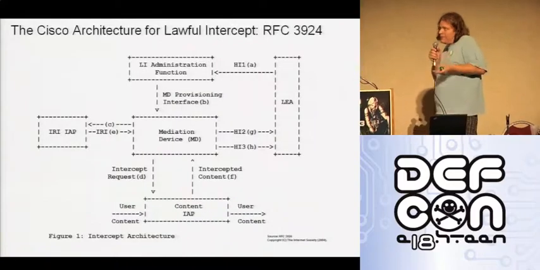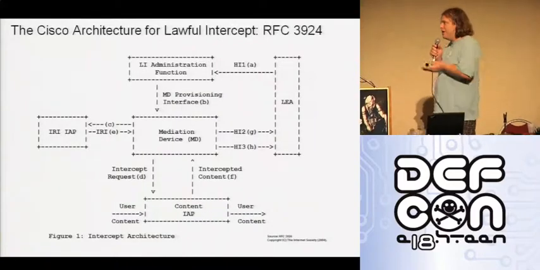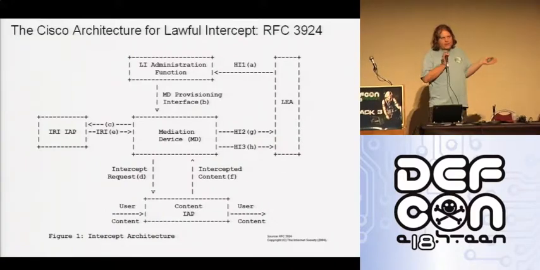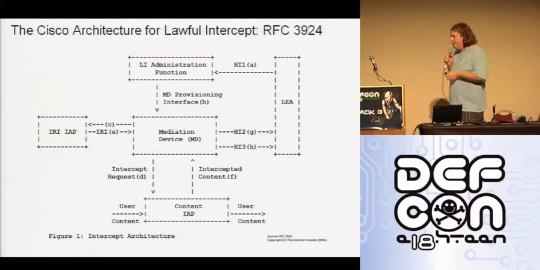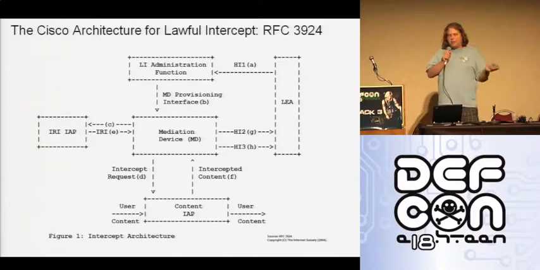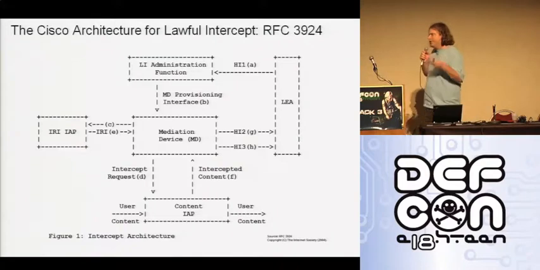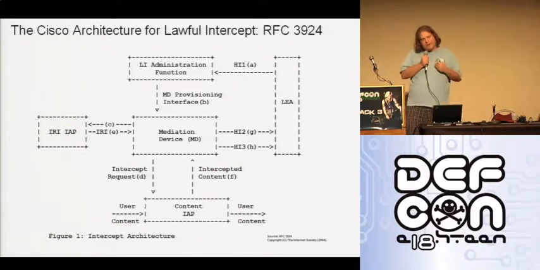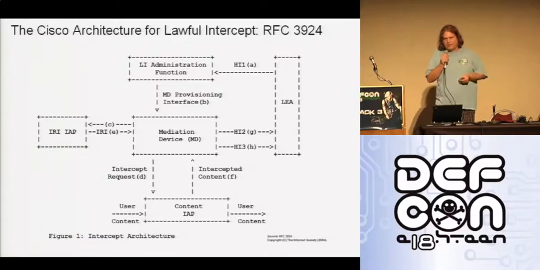The wiretap is provisioned using this thing called a mediation device. The mediation device is really the heart of the wiretapping system. What it does is it sends interception requests to various intercept access points, various places where you can collect data. The data is collected, and then it's sent back to the mediation device, and the mediation device packs it and sends it on to the law enforcement agency.